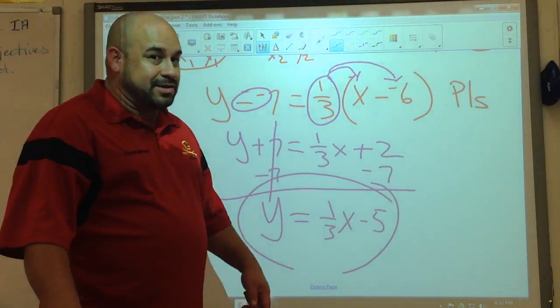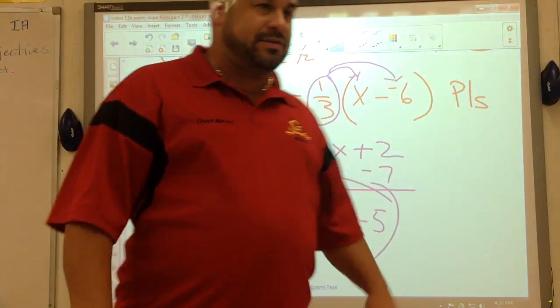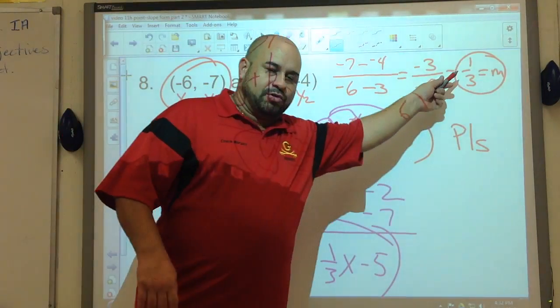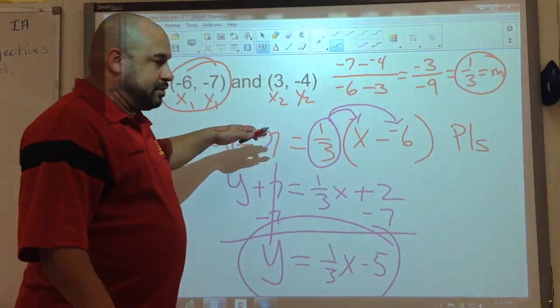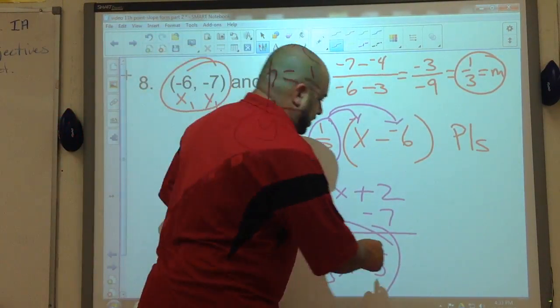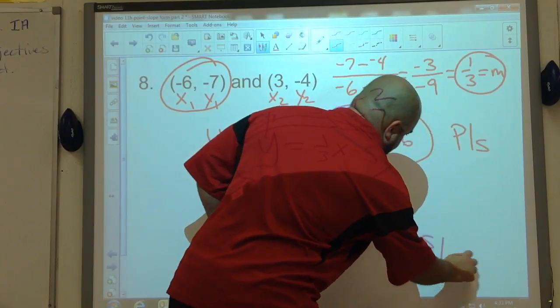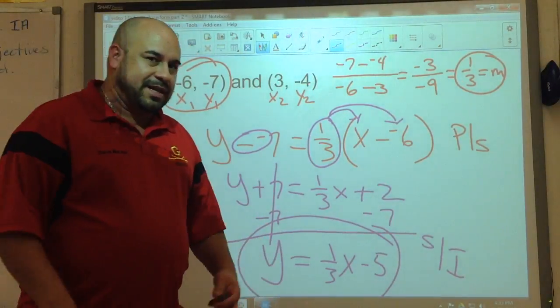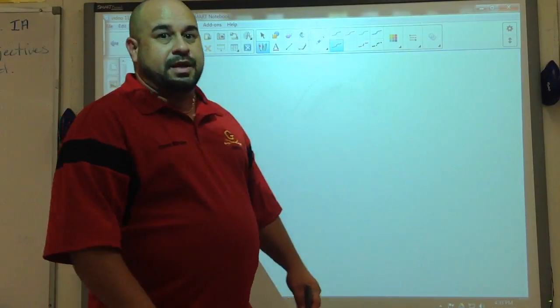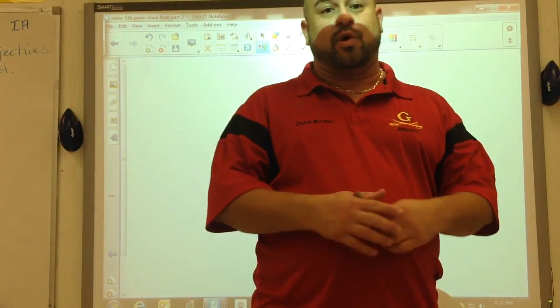It's a long process. There's 3 steps in that process. Finding the slope, finding the point-slope form, and then distributing and getting y by itself to get the slope-intercept form. I hope this has helped out. I want you to try the rest of the problems on your own, and then when you come to class, we're going to go over them.